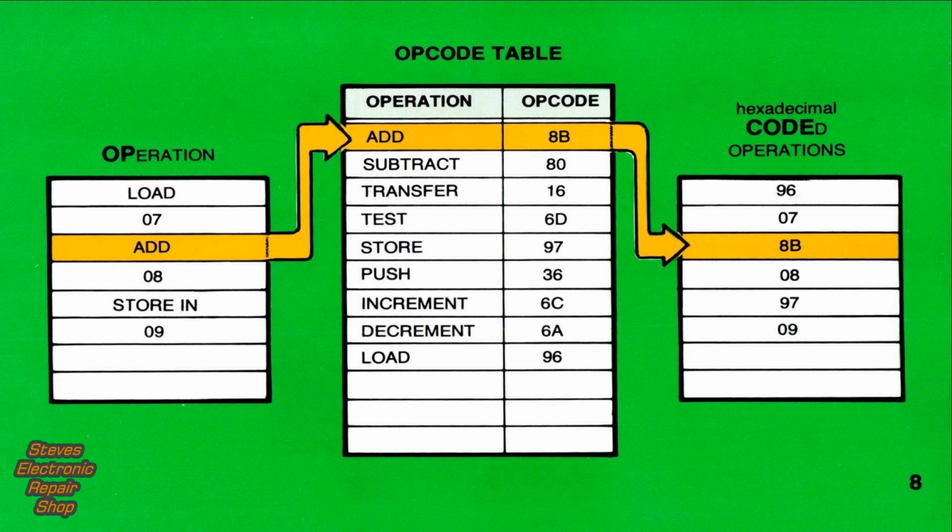To compound the problem, one opcode table may contain more than 100 different opcodes. By now, you probably see the problem. To write a program for keyboard entry, you must first write the program in terms you understand. Then you must look up the appropriate opcodes in the table and rewrite the program in hexadecimal.